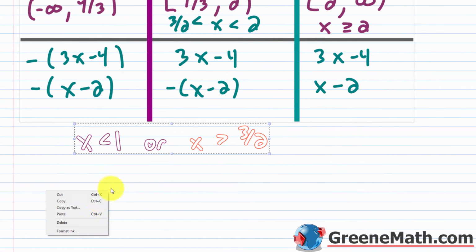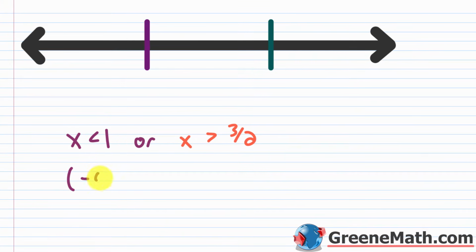So let's grab this. So I'll say coming up from -infinity and going up to but excluding 1. So make sure you use a parenthesis with 1. And then it's the union with, you're going to use a parenthesis with 3/2 because it's not included.